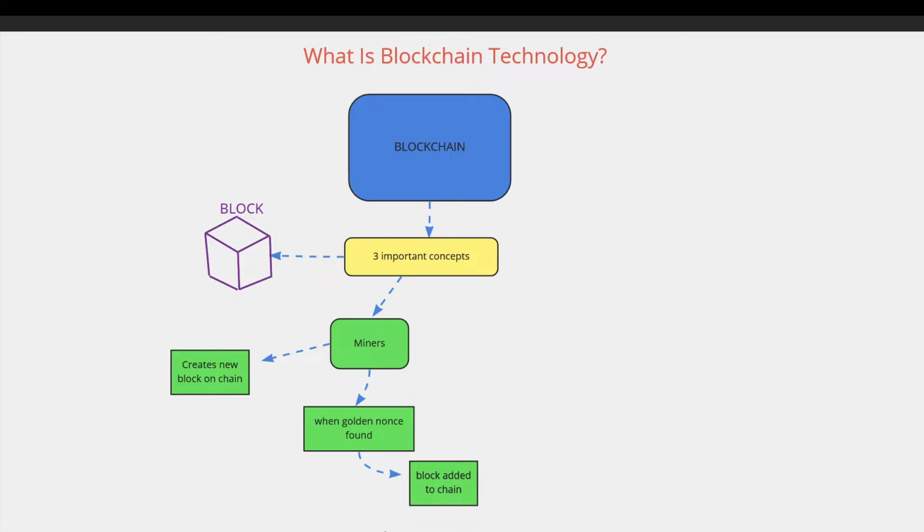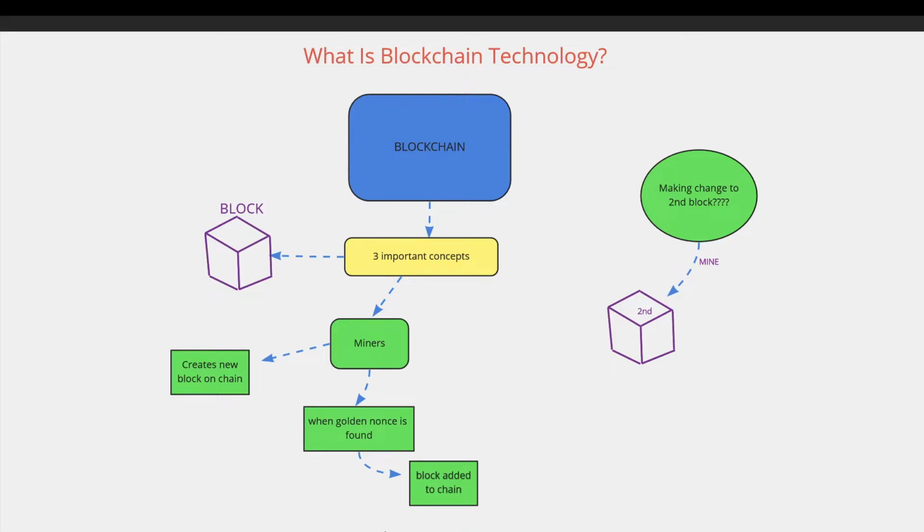The second important component of blockchain is miners. Miners are responsible for creating a new block on the chain. They use their sophisticated hardware to run an algorithm to find the golden cryptographic hash, or what we call the golden nonce, for the block. Whoever determines the golden nonce first, that block will be added to the chain, and the one who determines it will be rewarded with cryptocurrency.